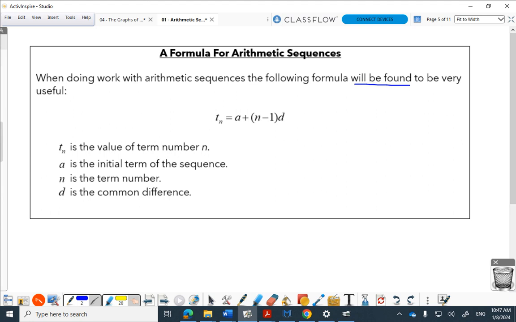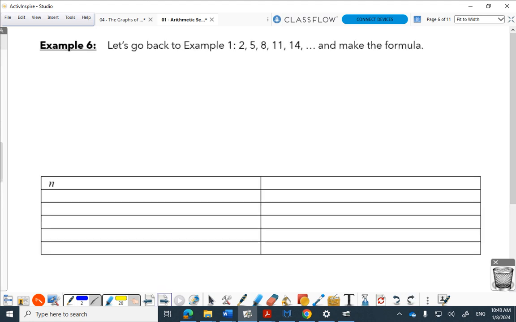You can put a big star on that to go, this is what I look back on when I need the formula for the situation. It's the only formula for the evening. There's one other formula I've got to show you for geometric ones, but this is the only formula you'll need to do any work tonight. Let's go back to the example and make the formula. So I'll go back and say, let's see where this formula comes from.